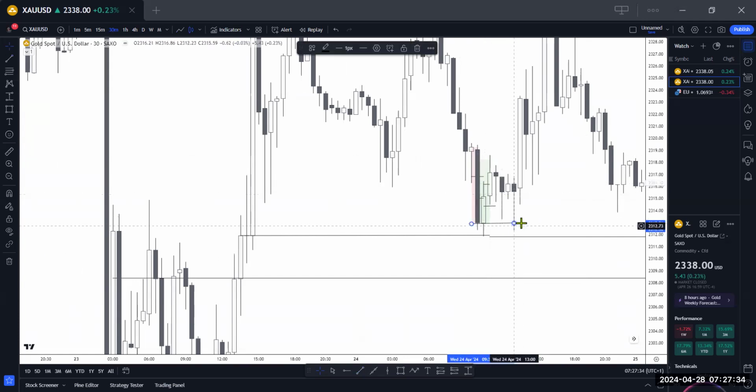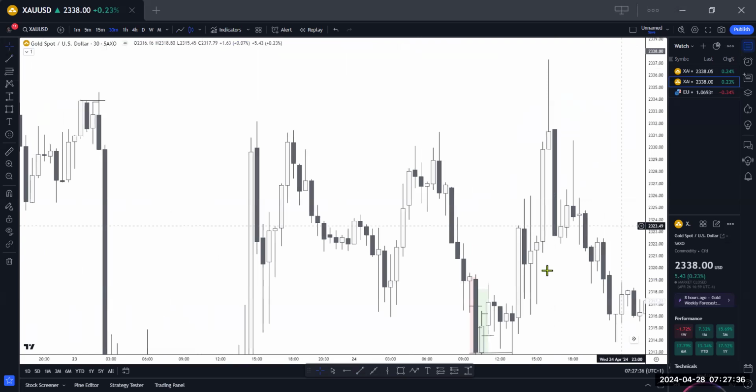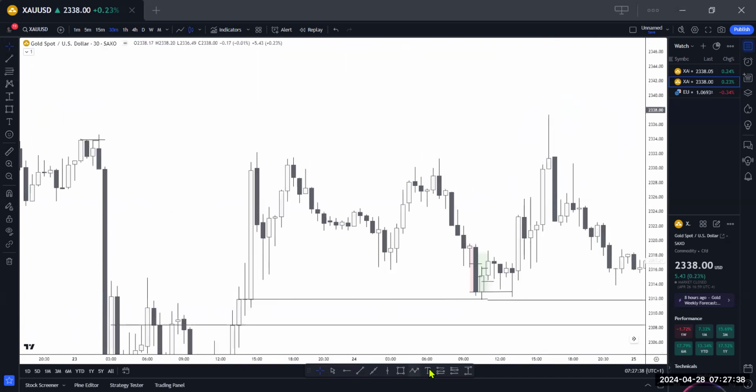The price retraced, tapped, there to buy. How many pips buy? Let's see. From here, 250 pips. Good or not? Very good.